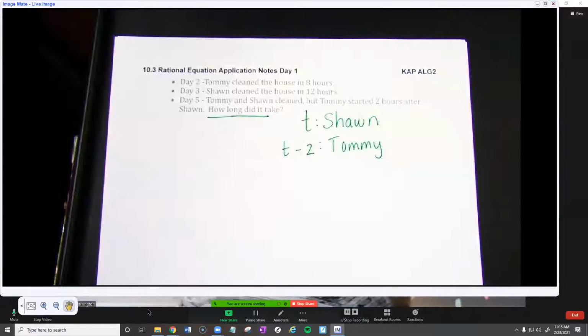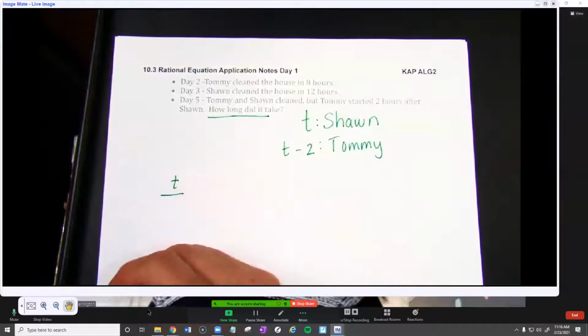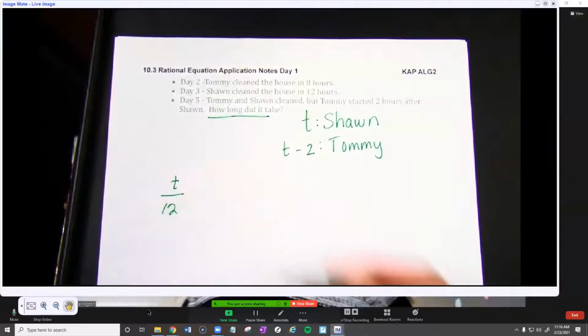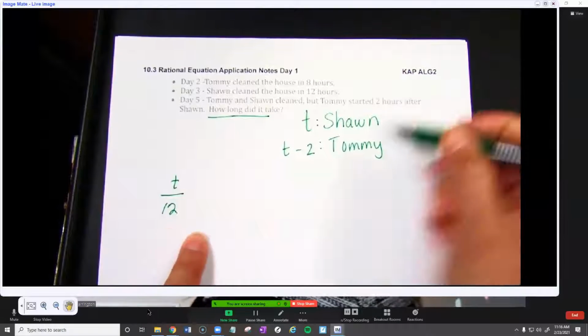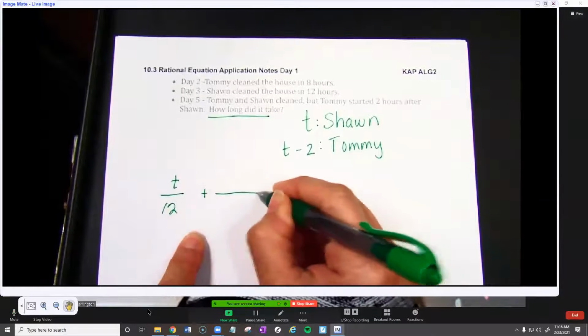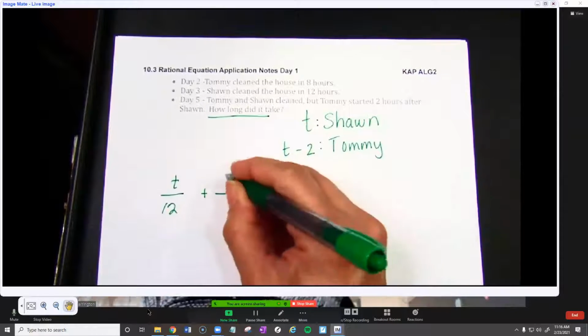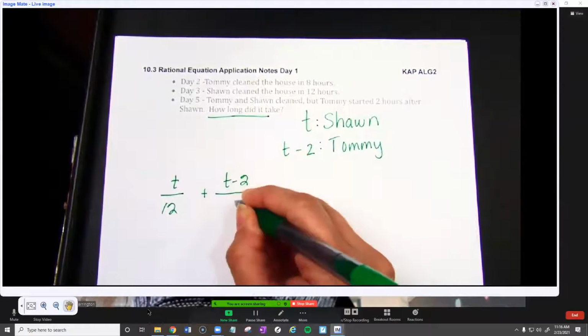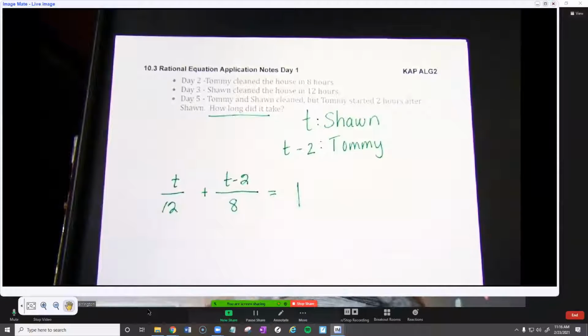Okay, so remember, their individual contribution is their time over their rate. So that's Sean's part. Now I'm going to write Tommy's part. Do y'all know what the fraction is for Tommy? Over 8, yes. And that's going to equal 1 clean house.